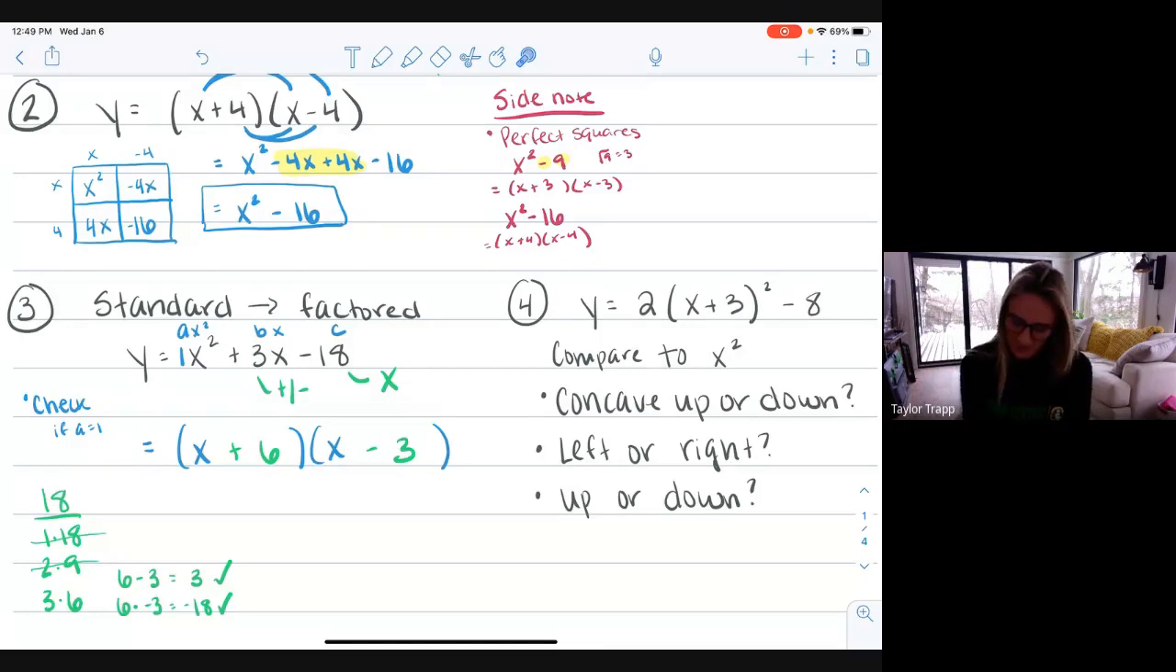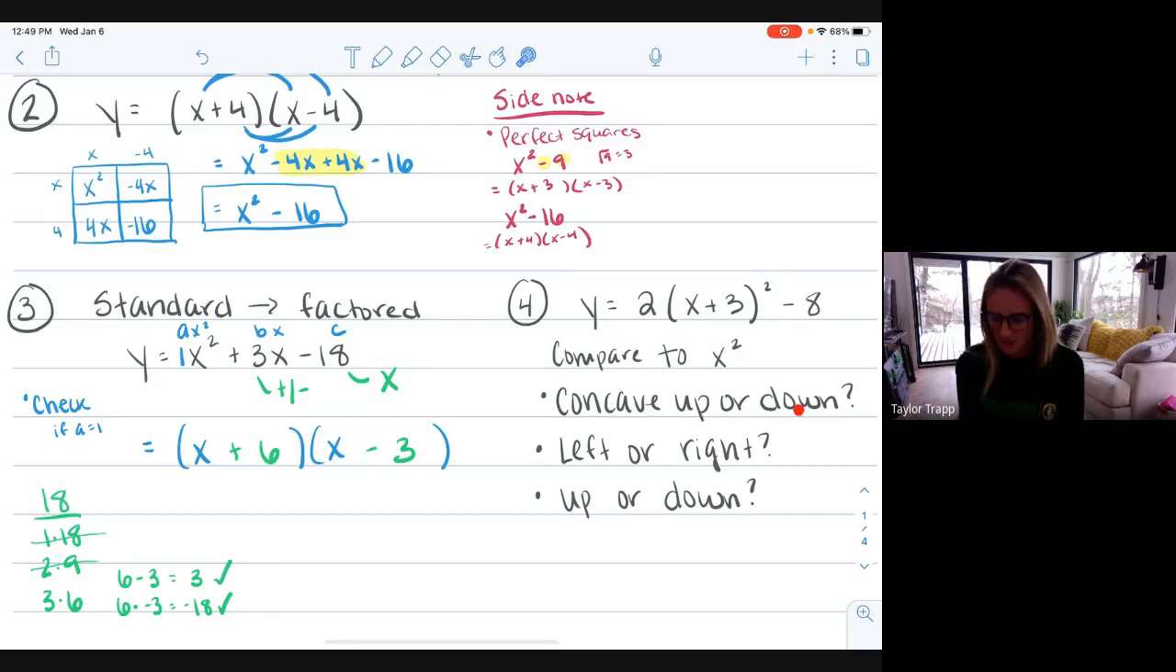So now, number 4, and this one was kind of like the one that was on your quiz. This says y equals 2 times x plus 3 squared minus 8. And what it asks you to do on that quiz question was to compare it to x squared, right? That's your parent function, y equals x squared.